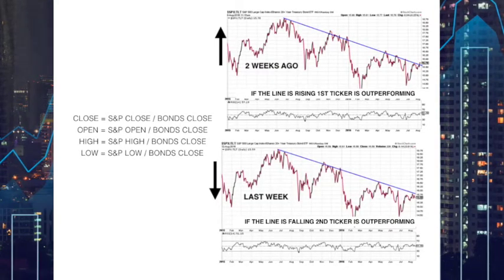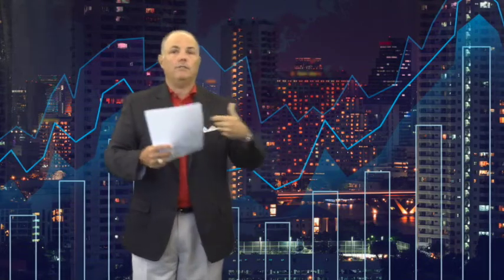Two weeks ago, last week, same chart, and you see it declining. So last week, in fact, bonds outperformed. I utilize this with a lot of stocks. I can't talk about specific stocks in our videos, but I'll take a specific social media stock, and I can compare the ratio to that sector, or a retail stock versus the retail sector, whether it's discretionary, staples, et cetera. So it gives me a good view in the market. So hopefully that was helpful.